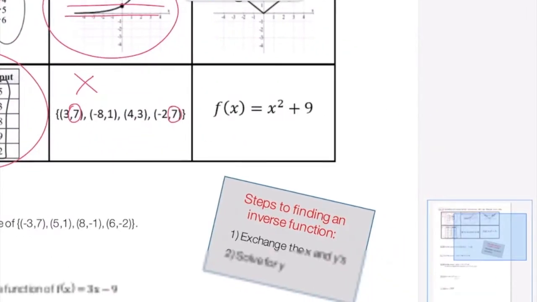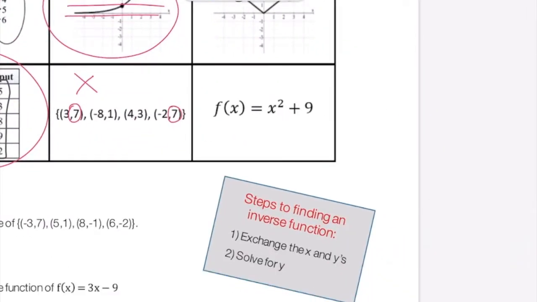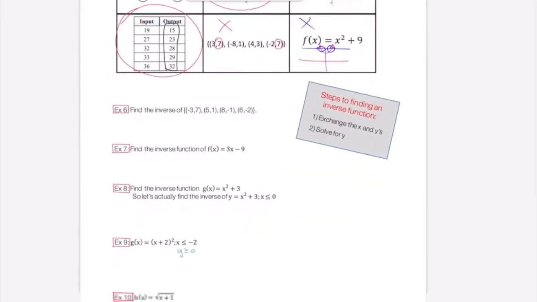And then finally, if we look at this, remember back to our quadratics and even further back into transformations. If we graphed this, it would be the parent function for a quadratic, but it'd be shifted up 9 units, so it would look something like that. And a horizontal line would cross more than once. So not one-to-one, so it doesn't have an inverse function.